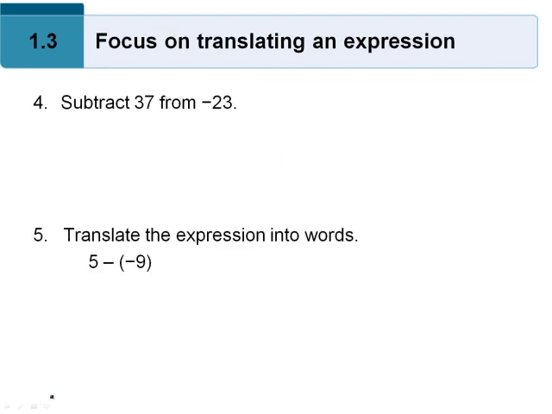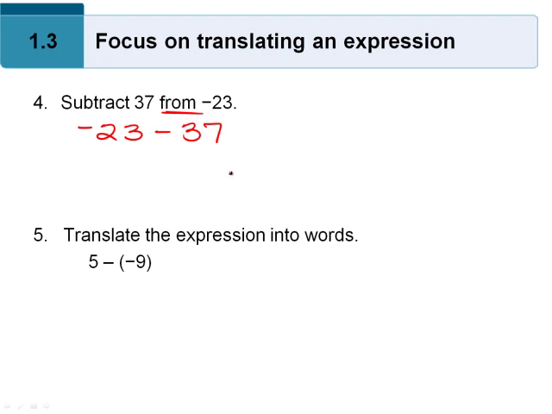All right, here's a few more. Subtract 37 from negative 23. So when you say this, put a big emphasis on the word from. Subtract 37 from negative 23. So that means the negative 23 has to go first, and we're subtracting 37 from it. Okay, does that make sense?